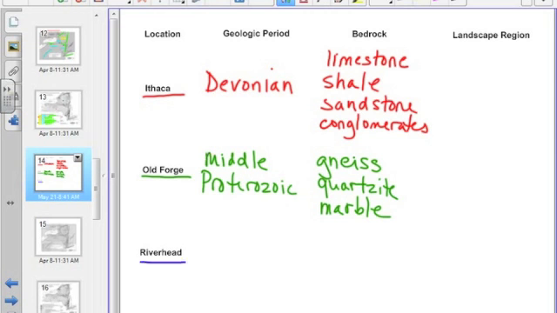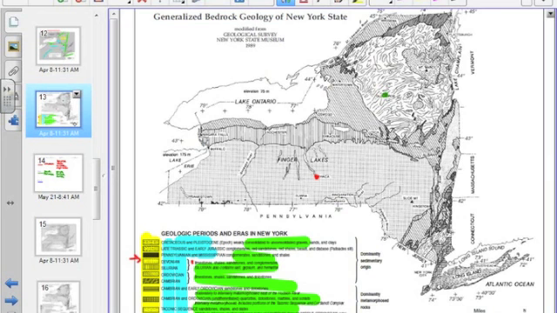Riverhead, found out on Long Island. So we're out here. Checking out that symbol, we're right to the top of this diagram. The first symbol dating to Cretaceous and Pleistocene times. And what do we have? We have unconsolidated to weakly consolidated gravels, sands, and clays.